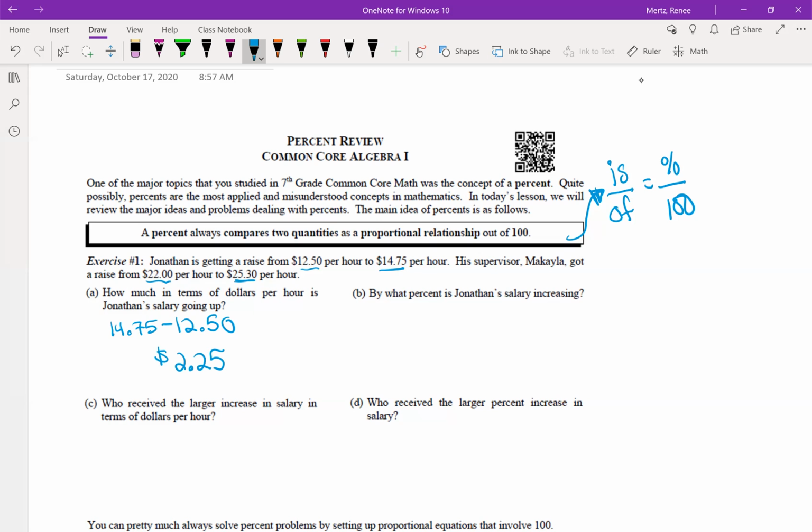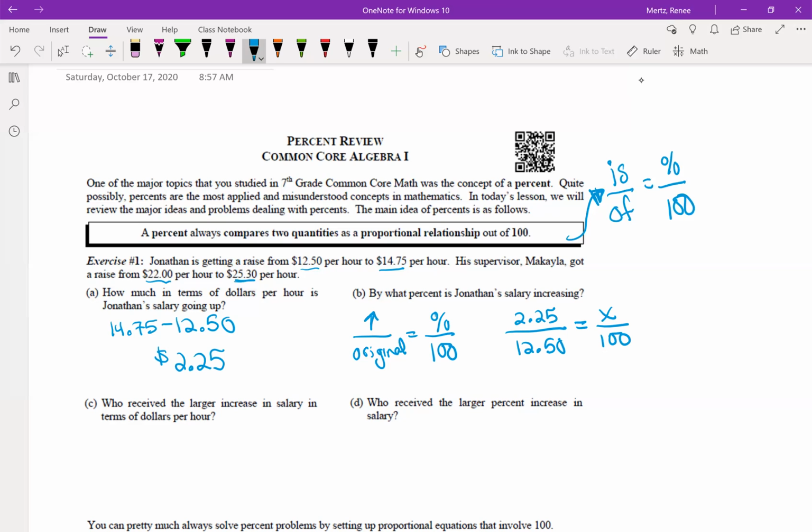So we're doing the change over his original salary. So it's the change. How much is he increasing? So it's the increase over the original equals percent over 100. That's our setup. So he's increasing by $2.25. His original was $12.50 equals X over 100. You can either get common denominators or you could just do the cross multiply thing.